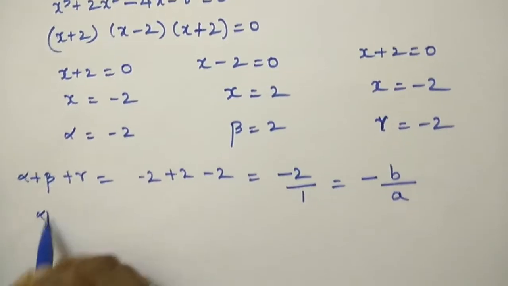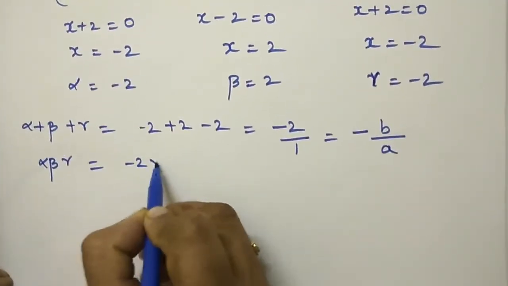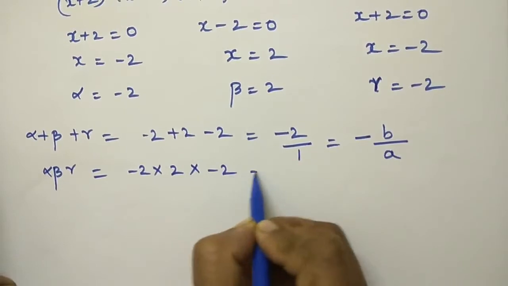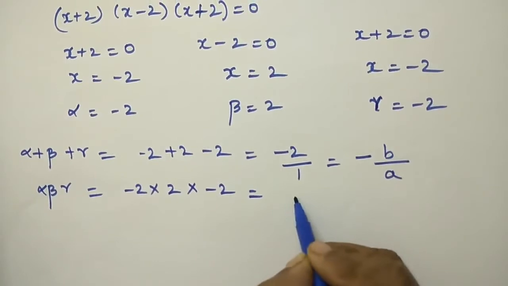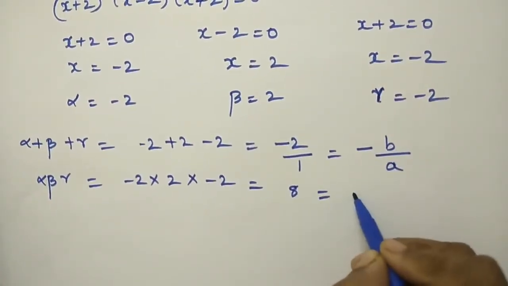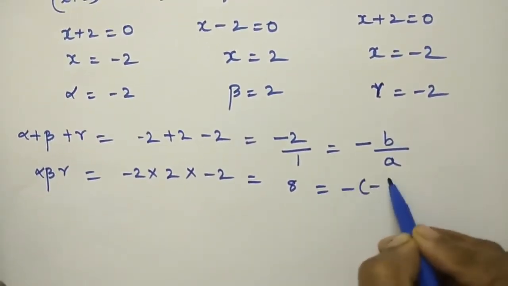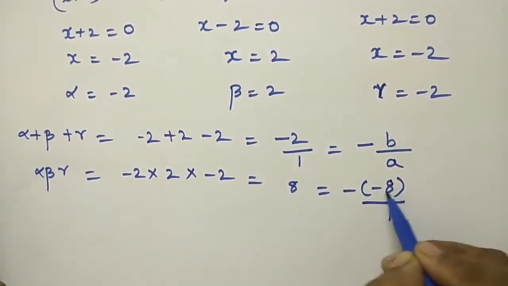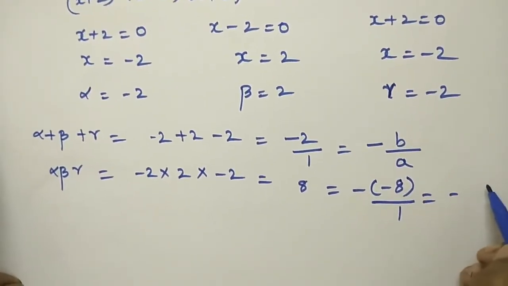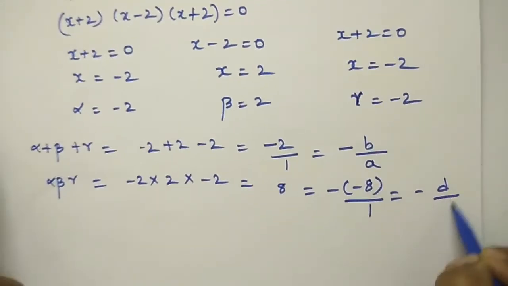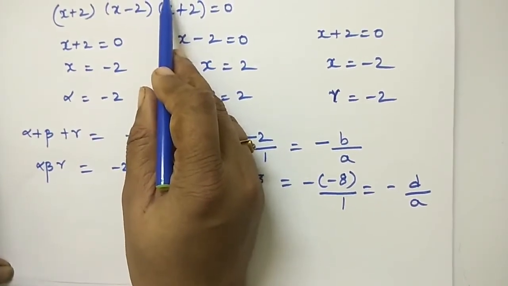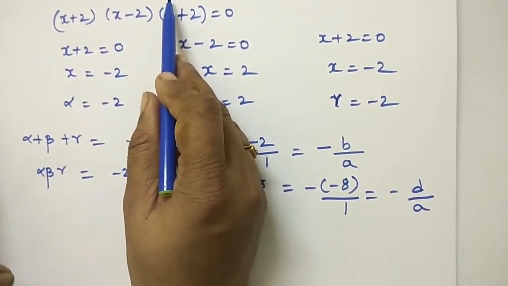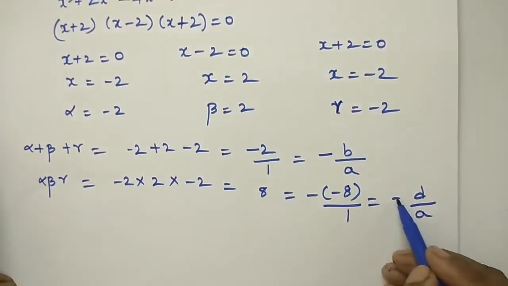Now calculate alpha beta gamma. That is minus 2 into 2 into minus 2. You will get 4 into 2, that is 8. This can be written as minus of minus 8 by 1. Is it not? Minus into minus becomes plus. This is equal to minus of d by a. d is nothing but the constant term. In the general algebraic expression we have taken it as the alphabet d. So I have written minus d by a.